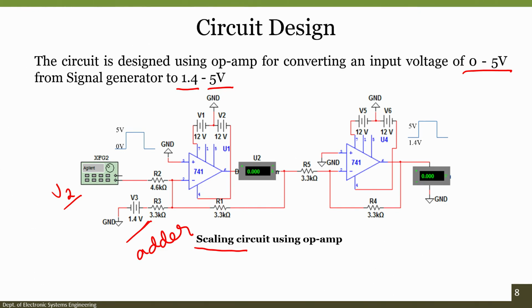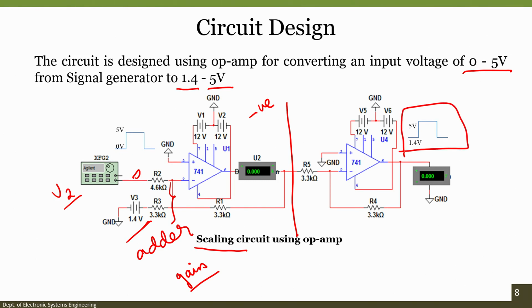This was the resistor, the ratio of which we wanted to be 1, so that our output remains at 1.4 volt when the input from the function generator is 0. And then accordingly you have the resistor R2, which is 4.6. The ratio of these will help us get the slope, which is nothing but the gain of your amplifier. Like I mentioned, the output of this is negative because it is an inverting amplifier, and hence you are feeding it back to the same circuit in order to get 1.4 volt to 5 volt.